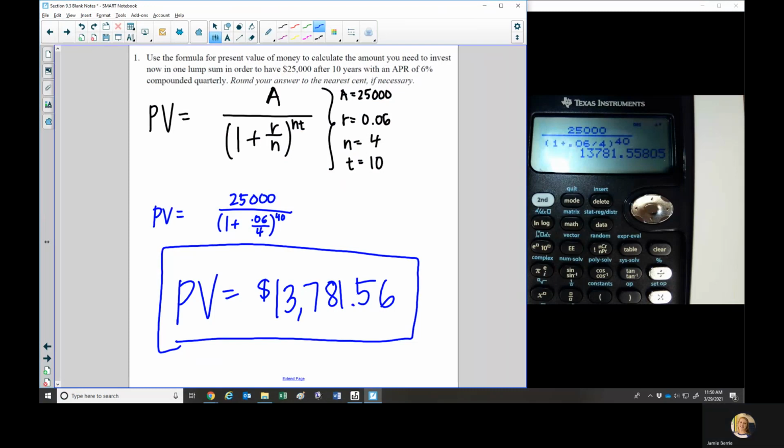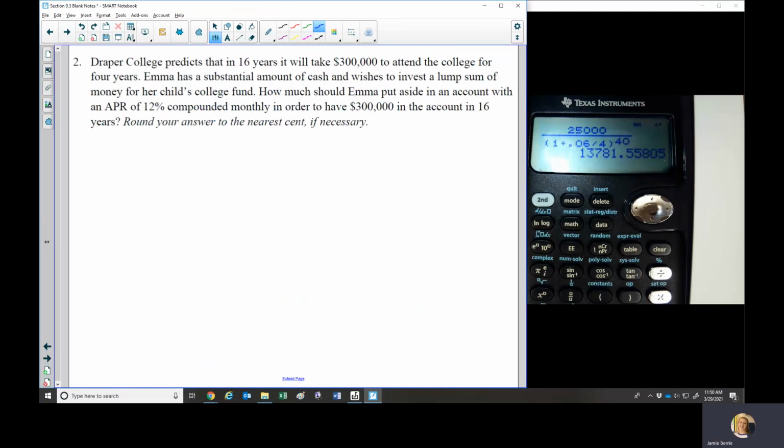All right. So let's look at our next example. It says Draper College predicts that in 16 years, it'll take $300,000 to attend the college for 4 years. So $300,000 sounds like a lot of money. Let's see, that's $75,000 a year. So that would be along the lines of a college like Vanderbilt.